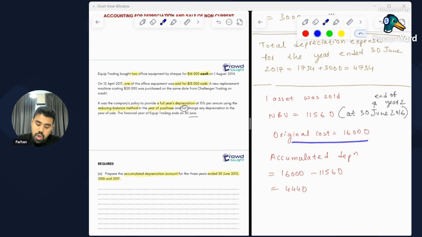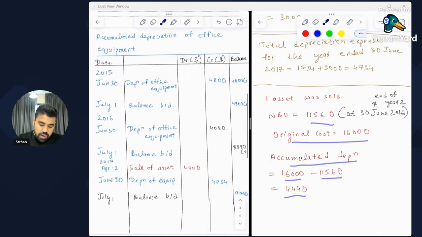Each. Okay. So if the cost of one of these assets was $16,000 and the value that was left after 2 years of usage was $11,560, how much did we have in total depreciation or accumulated depreciation? It's just simply the difference between the original cost and the net book value, which is 16,000 minus 11,560, and that's $4,440. Okay? So this $4,440 is what we are including here.